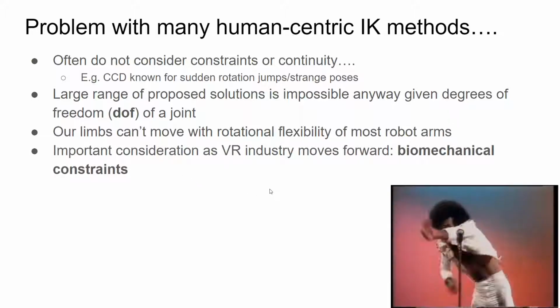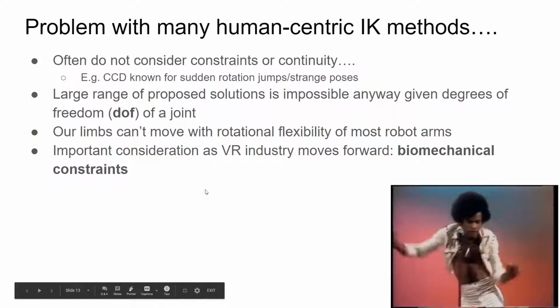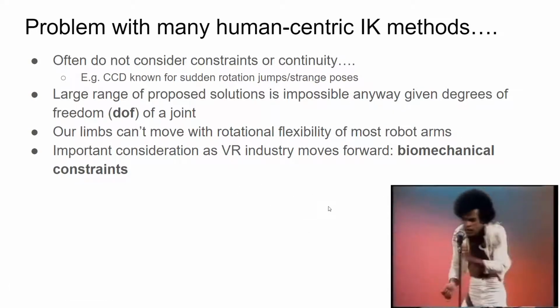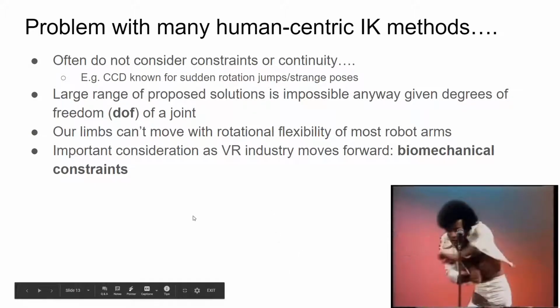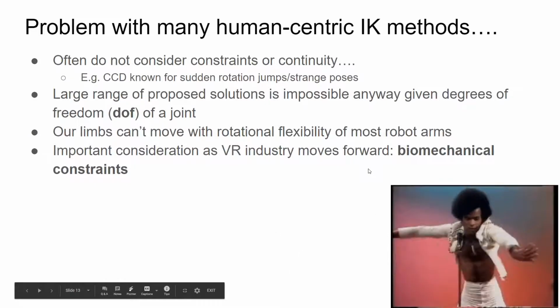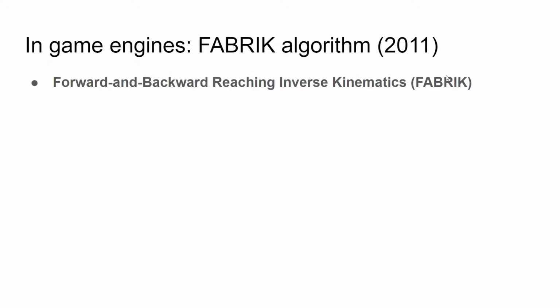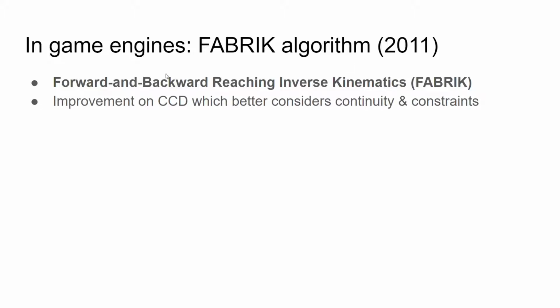And also, in VR especially, we have to think about biomechanical constraints. So, we have a human inside of the headset, and they have body constraints, and joint constraints, and speed constraints, and so on. So, anyway, a better solution to CCD came out in 2011 that's very popular in game engines, called the Fabric algorithm. This is forward and backward reaching inverse kinematics. And it's similar to CCD, but it makes some stronger assumptions.